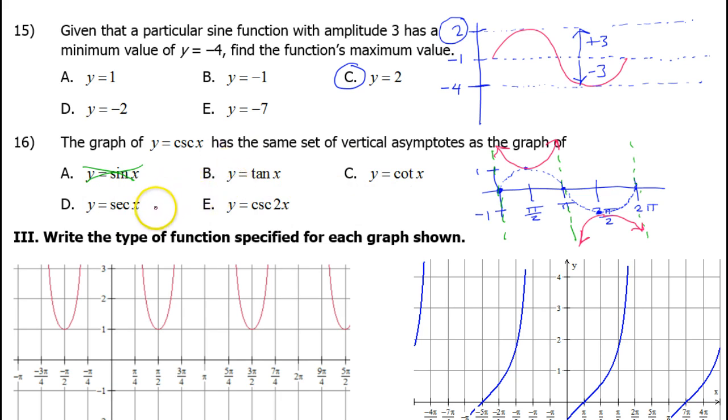Now, I really know that it's not going to be secant or cosecant 2x. I really could throw these out right now, because I think I'm going to have to erase this picture up here to make space.